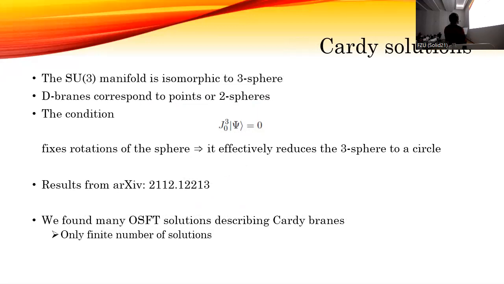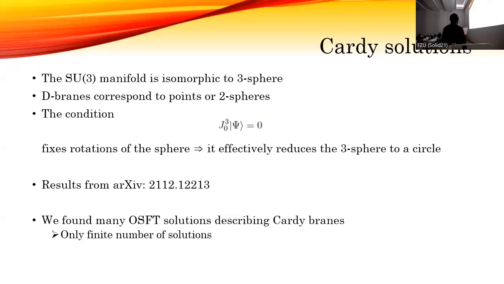Next, let me quickly mention the interpretation of the D-branes in this model. The SU(2) manifold is isomorphic to the 3-sphere, and the D-branes correspond either to points, which are 0-branes, or to 2-spheres on the 3-sphere, for D-branes with other values of the parameter j. This condition essentially fixes rotations of the sphere, so we can actually depict everything just on a circle.